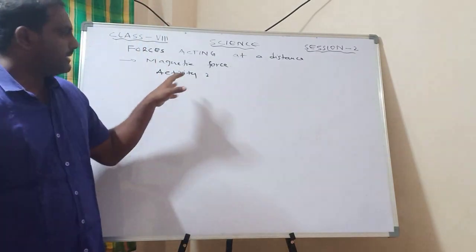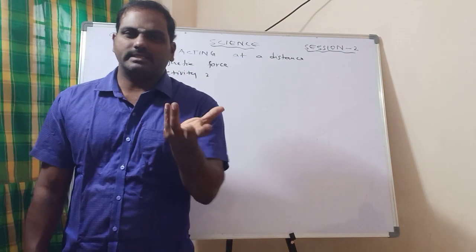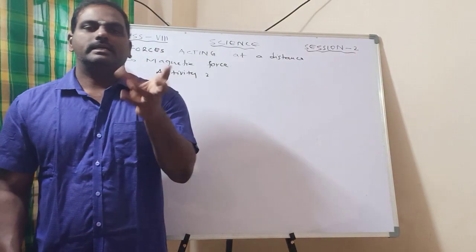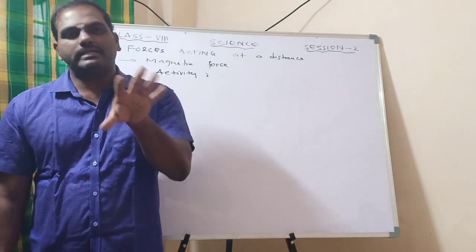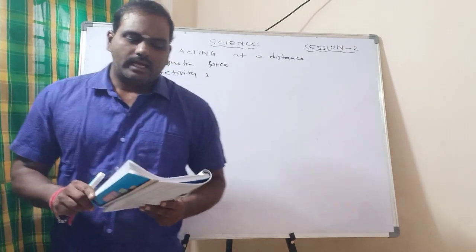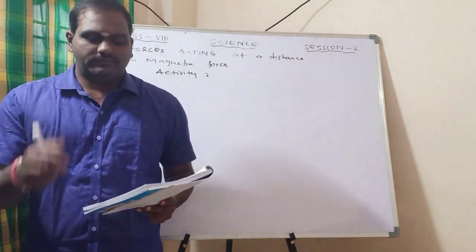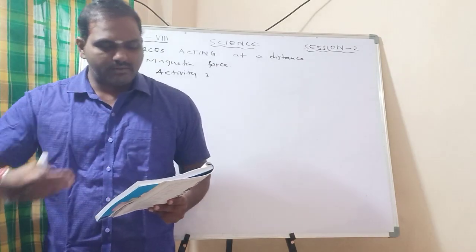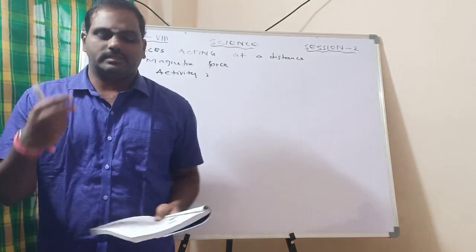Now the first one is magnetic force. As the title indicates, it is the force acting on the magnet. The activity is observing the magnetic force. So we have to do one activity. Let us first read this, then I'll explain it.